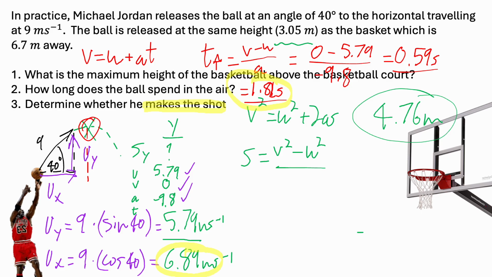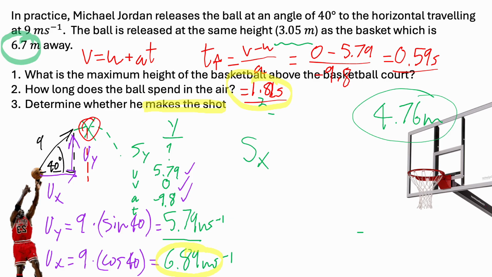We've got our answers and our data for question 1 and 2. So what we're going to do now is figure out the last question. Does he make the shot? Well, we know that the basket is 6.7 meters away. So all we really need to do is figure out, where does his shot land? And if it lands at or about 6.7 meters, we're okay.